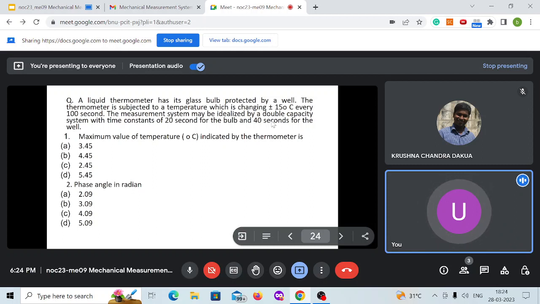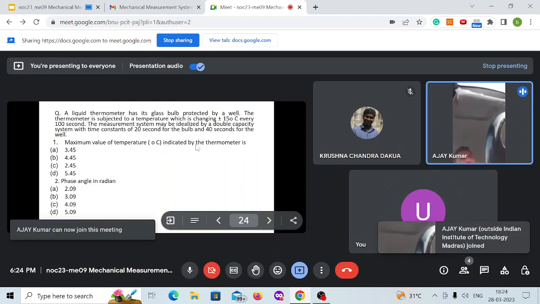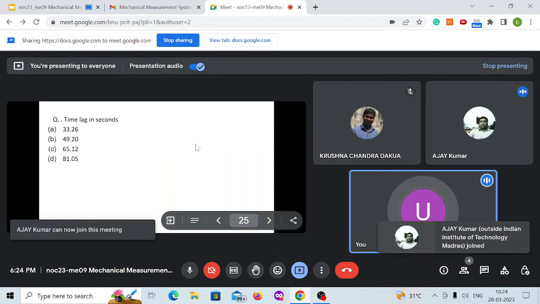So it's oscillating between plus 15 and minus 15 with a time period of 100 seconds. That's what the first line says, and you have been given the individual time constants of the bulb and the well. The time constant for the bulb is 20 seconds, and for the well is 40 seconds. We have been asked to find the maximum value of the temperature the thermometer will show, and what will be the phase angle in radians, and then the time lag.